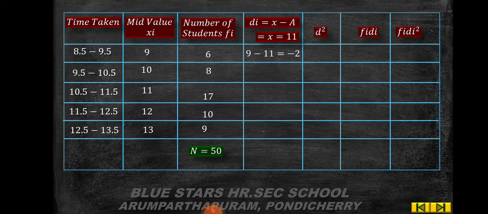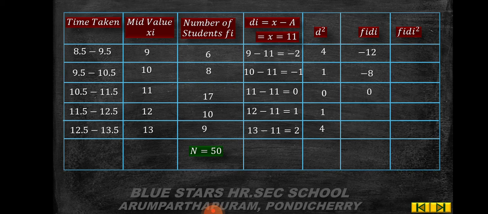So we are assuming that the assumed mean A is equal to 11. So 9 minus 11 is minus 2, 10 minus 11 is minus 1, 11 minus 11 is 0, 12 minus 11 is 1, 13 minus 11 is 2. So D square is 4, 1, 0, 1, 4. Fi into Di is minus 12, minus 8, 0, 10, 18.